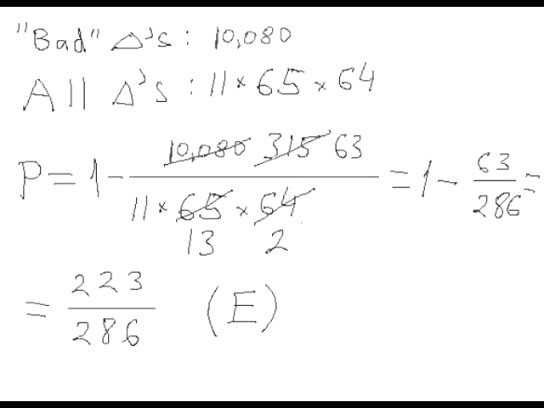The rest is arithmetic. The formula for the probability of a good triple is 1 minus 10,080 divided by 11 times 65 times 64 equals 1 minus 63 over 286 equals 223 over 286. The answer is E.